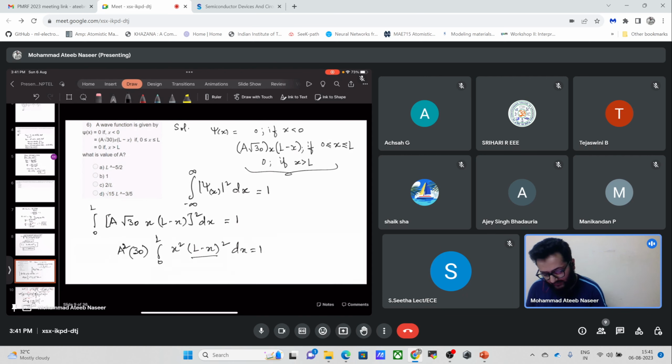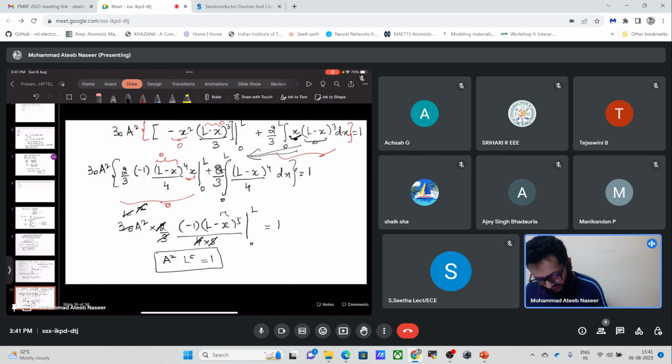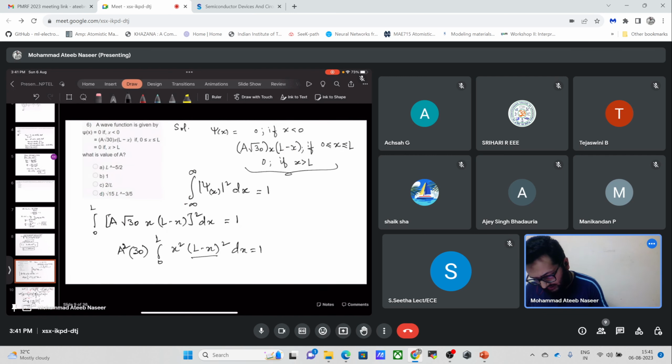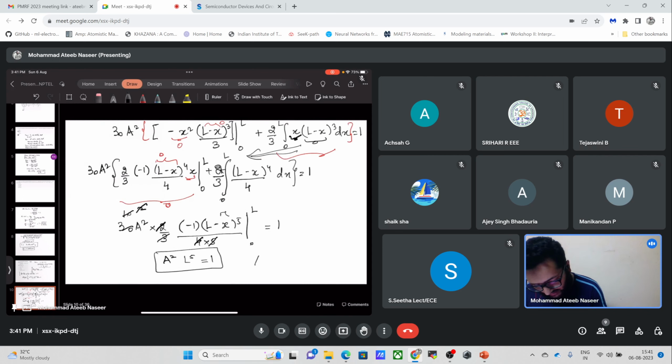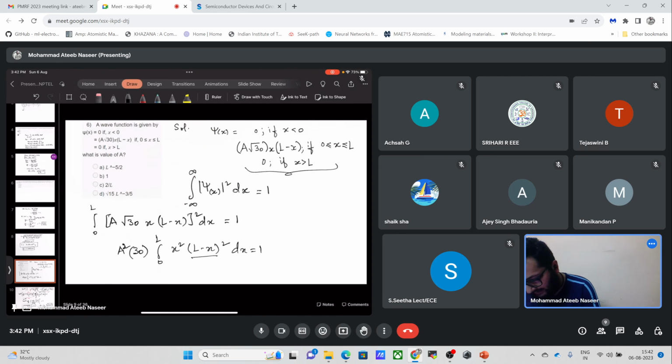So this is the value, but we have to get it in this form. So a has to be equal to 1 by L to the power of 5 by 2, or a has to be equal to L to the power of minus 5 by 2. So option A seems to be the correct option for this, and we can select this option.